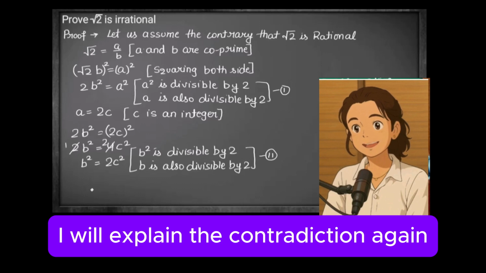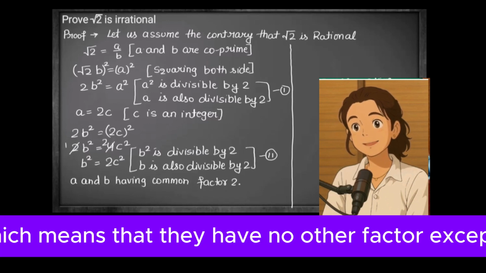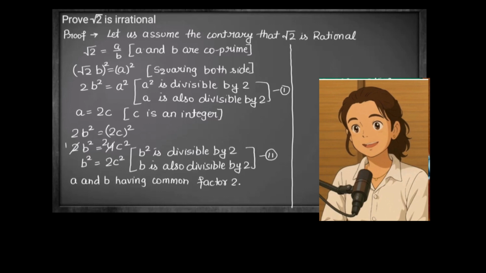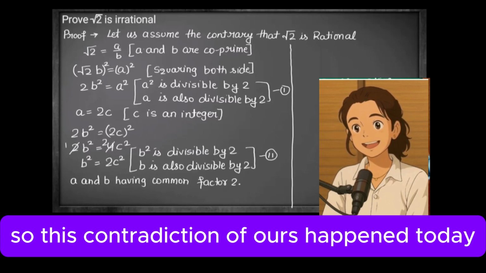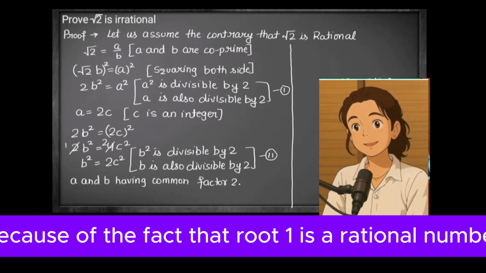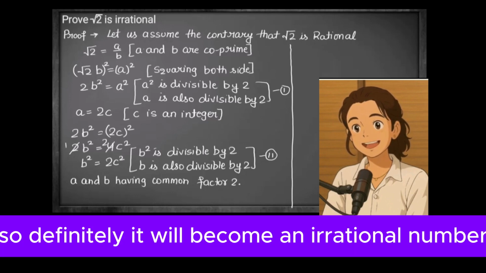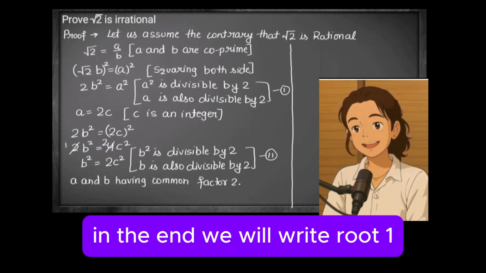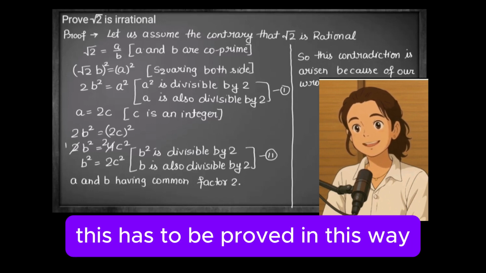I will explain the contradiction again. What is the contradiction? That a and b are coprime numbers, which means that they have no other factor except 1. But we also get 2 as a factor of both. So this contradiction of ours happened because of the assumption that root 2 is a rational number. Now this root 2 is not a rational number, so definitely it will become an irrational number. In the end, we will write root 2 is irrational. This has to be proved in this way.